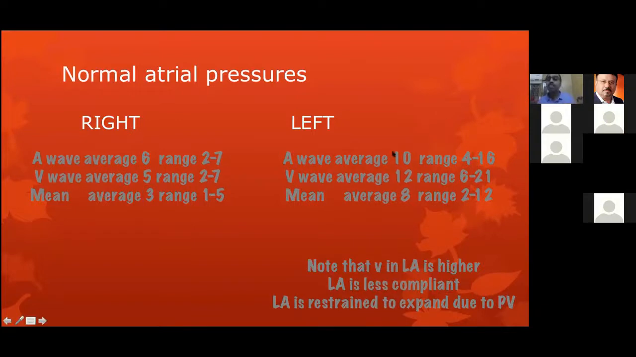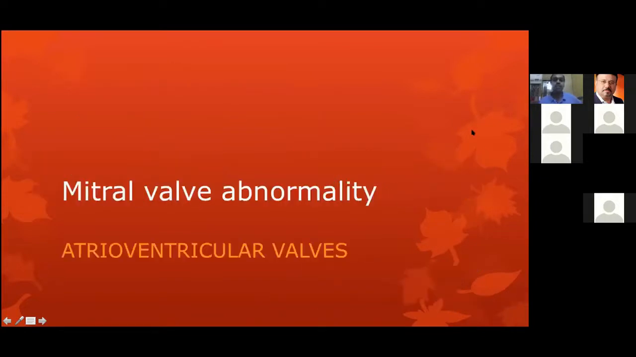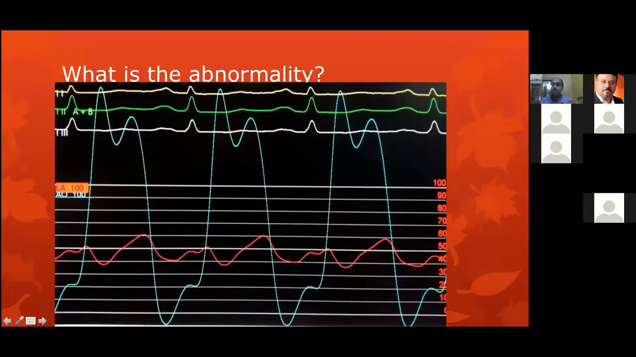Left atrial V waves can go up to a maximum of 21 millimeters of mercury, and mean pressure can go up to a maximum of 12 millimeters of mercury. We should always know that V in the left atrium is always higher. Now, how will a valve abnormality result in change in the atrial and ventricular pressure?